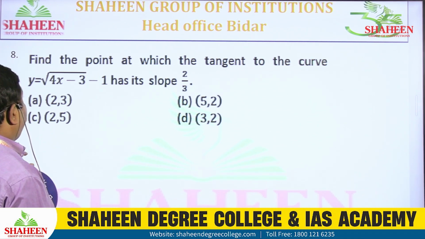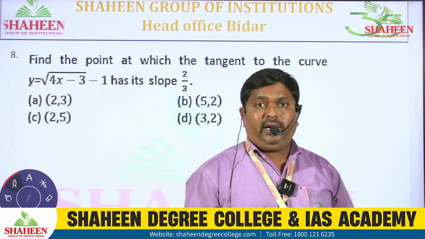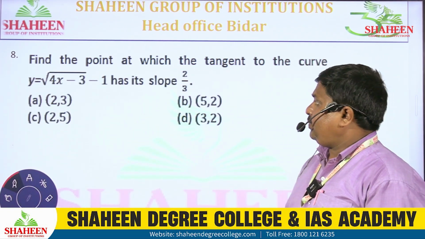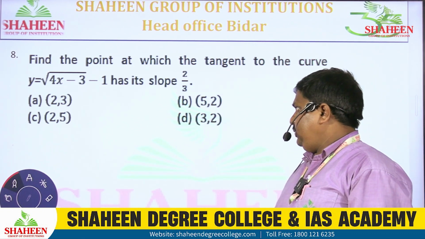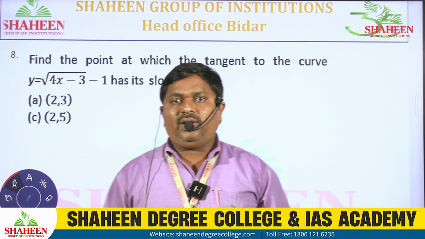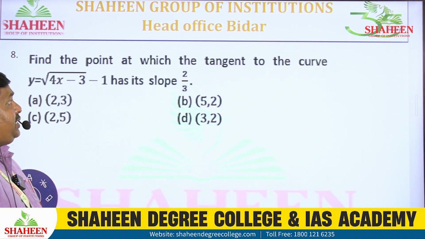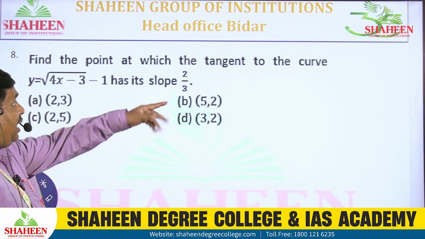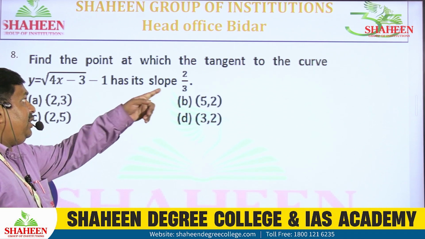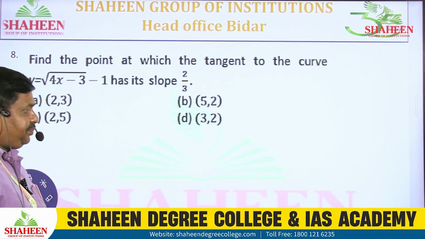Find the point at which the tangent to the curve y equals under root 4x minus 3, minus 1, has its slope 2 by 3. We are finding a point at which the tangent to this curve has slope 2 by 3.